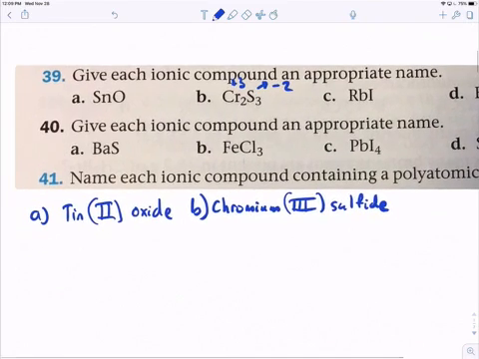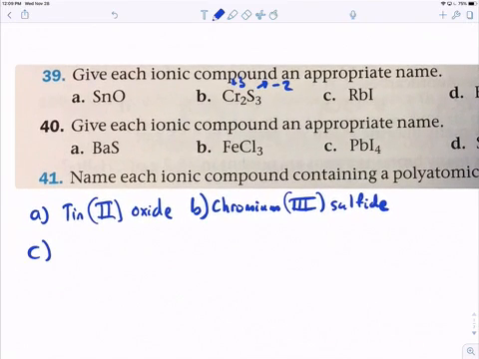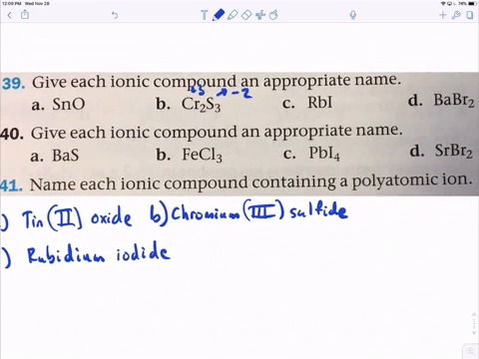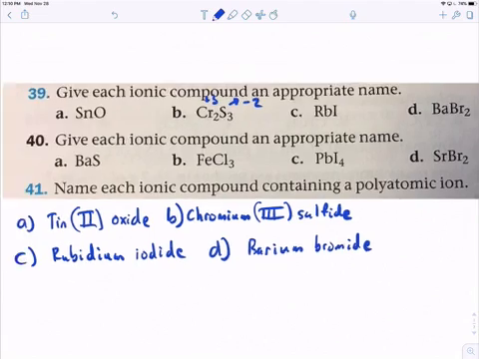And for C, rubidium is an alkali, so you just write out rubidium, and then just iodide. Just plain old, because that's an alkali metal. And same thing with D, this is barium bromide. So bromine, barium, bromine, and bromide.